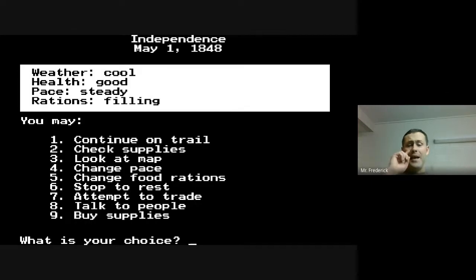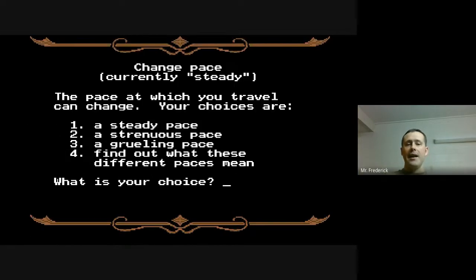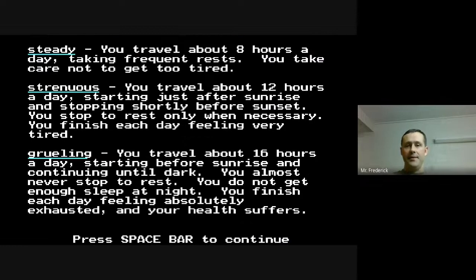Now I can change my pace. This is how fast you walk. And press number 4. A steady pace, the pace at which you travel can change. Your choices are a steady pace, that's the slowest, a strenuous pace, which means you're working hard, or a grueling pace. That means you might exhaust yourself. Let's take a look at what they mean.